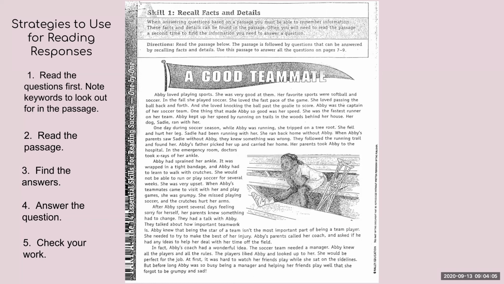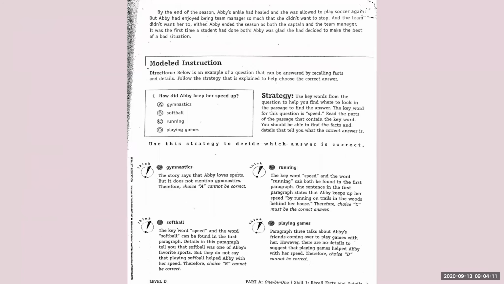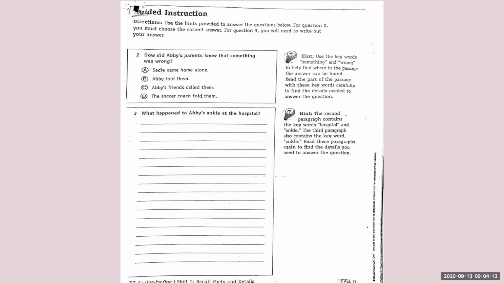So I'm going to pause here and I'm going to go back because I remember reading something about Abby's parents. So we answered number 1 already. Let's look at number 2. How did Abby's parents know that something was wrong? Was it that Sadie came home alone? Well, yeah, they just said that. I just read that in the passage, but let me hold on to that and read the rest of them.